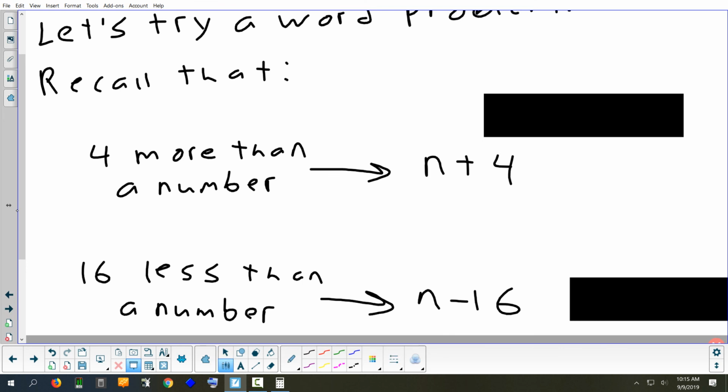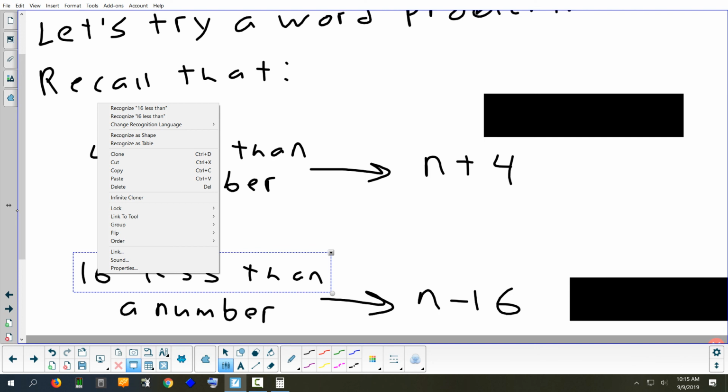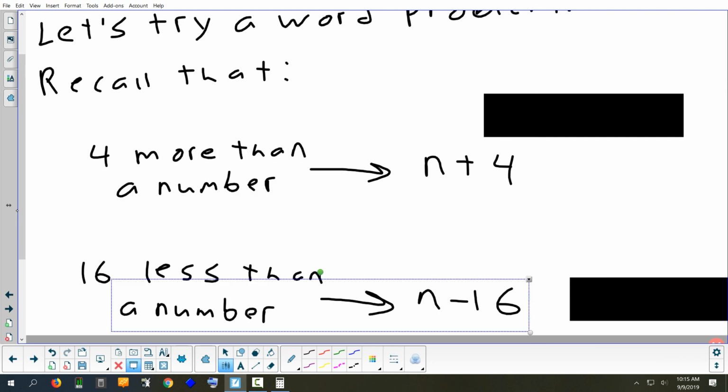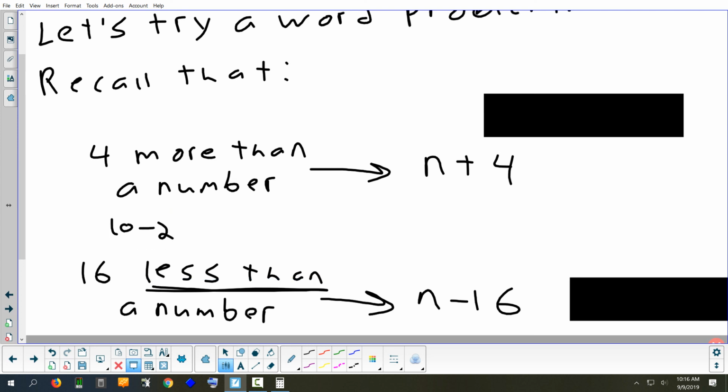Perfect. A little tricky. The reason I think it's tricky is because 16 came first, number came last. That's not the order you write it in though. So whenever you see less than, like 2 less than 10, if I wanted to figure out what's 2 less than 10, I would do 10 minus 2. That's how you do 2 less than 10. It's kind of like it's backwards. Any question on that?